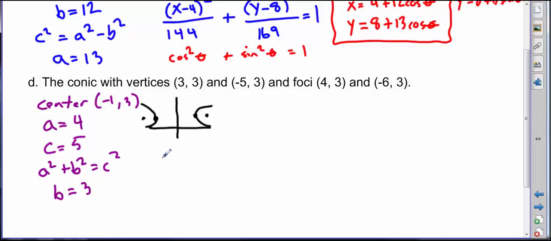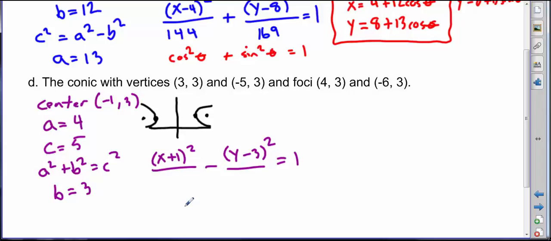That means our rectangular form would be (x plus 1) quantity squared. We'll deal with the denominator in a second. And oh, I did do this right. I almost made a mistake. I wasn't thinking and I just got lucky. This is horizontal, so the x term has to be first. And then we'd have (y minus 3) quantity squared. And we'll deal with that denominator as well.